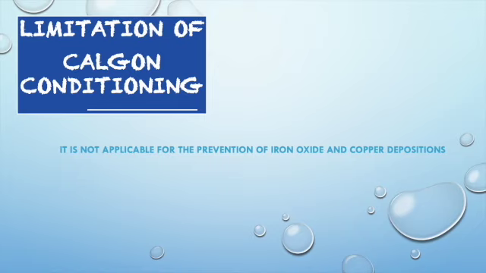This simply means that if my boiler feed water has iron or copper impurities, we cannot avoid the deposition of these salts, the precipitate of iron salt and the precipitate of copper salt. We cannot prevent their deposition on the inner wall of the boiler by this particular method. So here it fails. If iron oxide is present in water, we cannot prevent its deposition on the inner wall of the boiler by using Calgon.